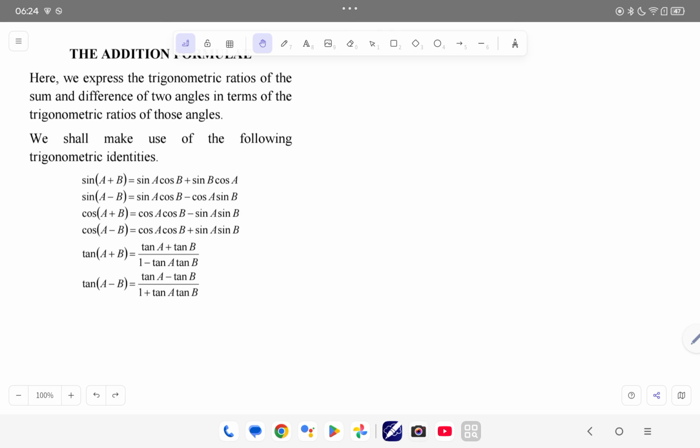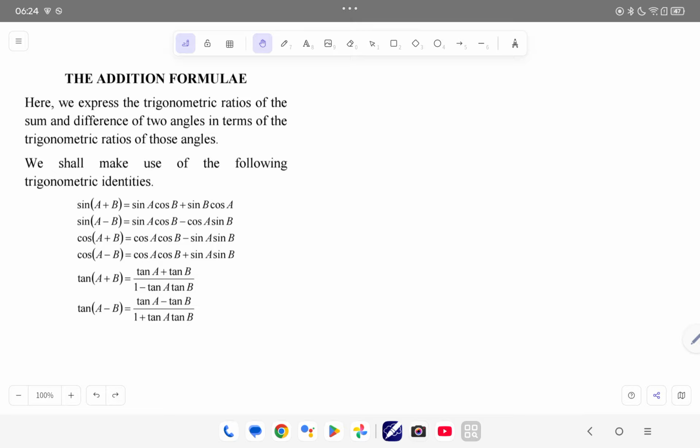We have 6 major identities in the addition formulae, and 4 of them can be memorized directly. The last 2 can be derived from the first 4, as we shall be seeing. If you don't have our guiding notes on this, I expect you to pause the video and be able to copy down these 6, as we shall be applying them along the way.